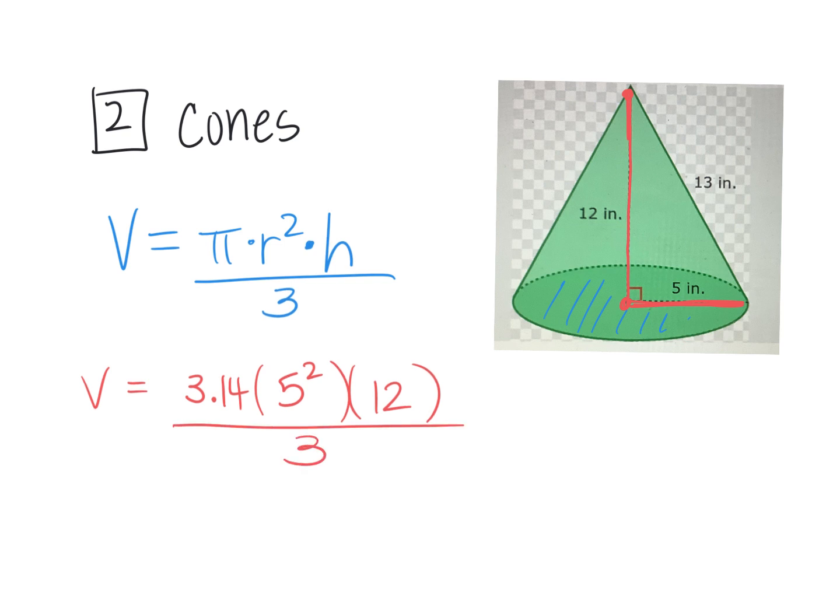Now, I just want to point out, because sometimes on pictures, you're going to see this other height, this 13. That's just called the slant height. That's not the real height of the thing. The height has to be from the tip of the cone up to the top of the base. So that's my actual height.